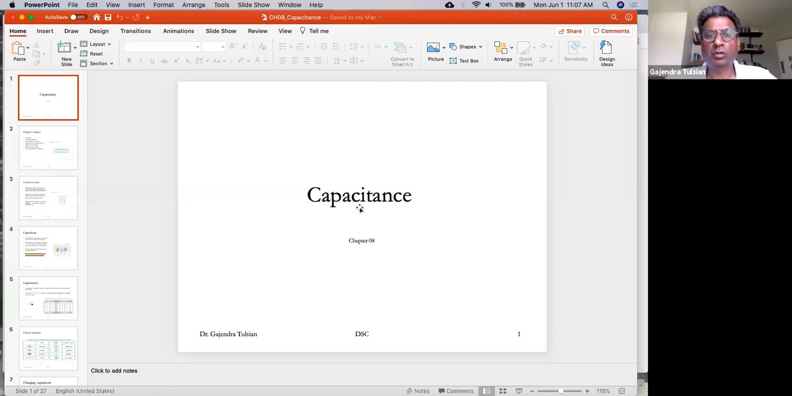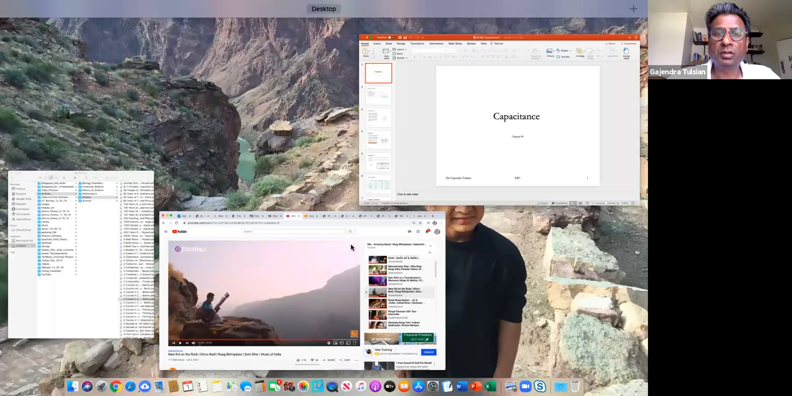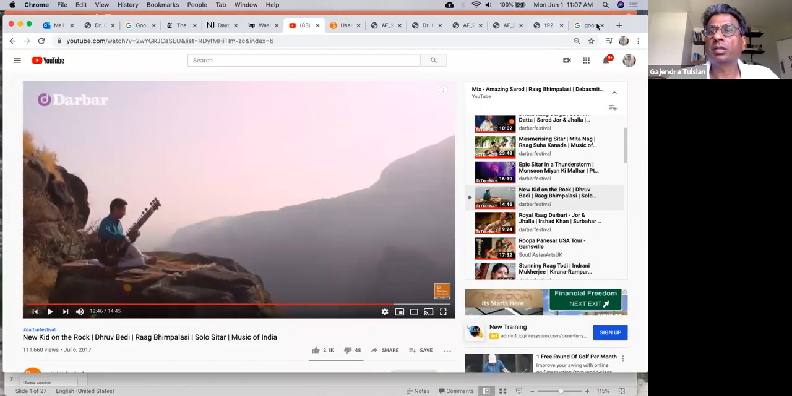Okay, today we're going to talk about capacitances. Capacitances are devices that can store energy. They can store electrical energy. Now, let me mention another.